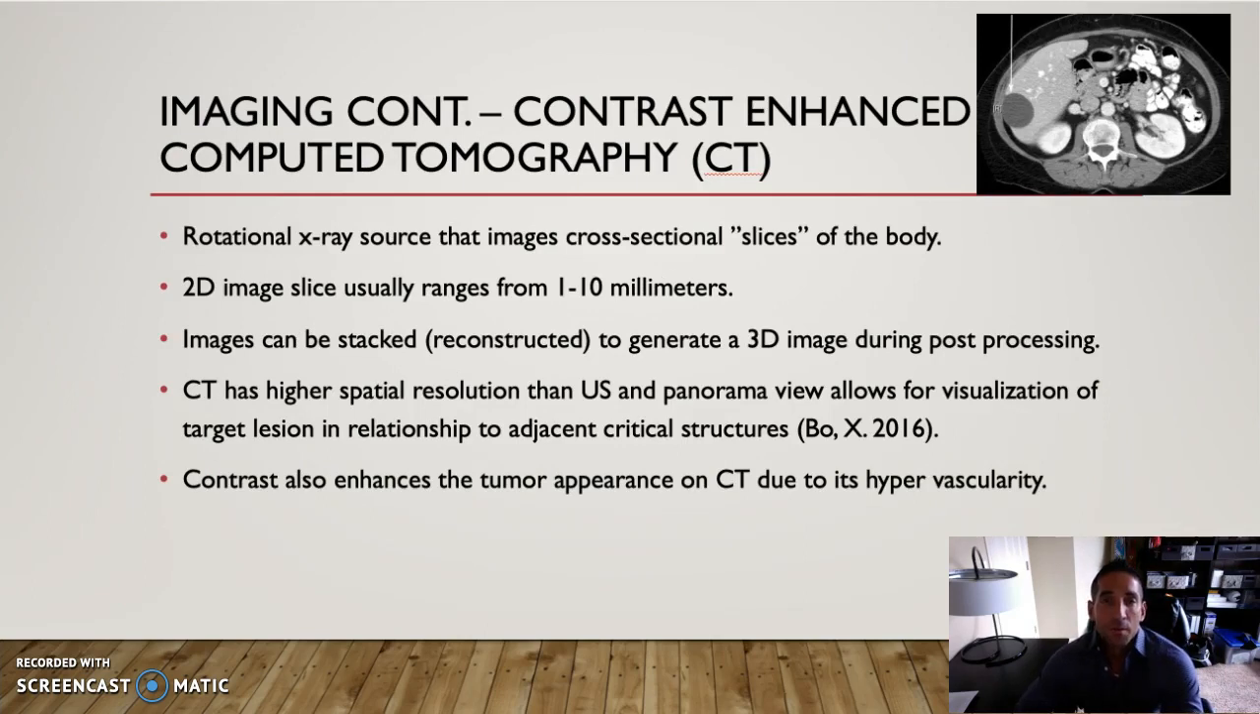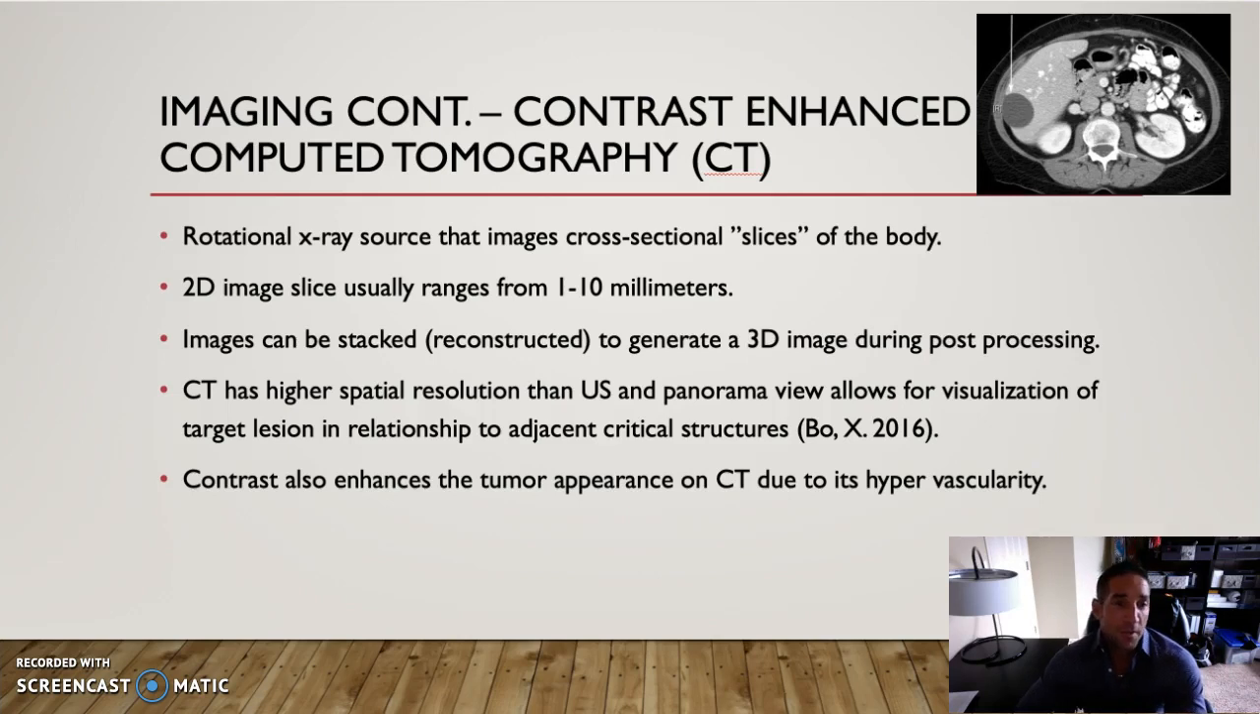This is the other preferred imaging modality for visualizing and treating hepatocellular carcinoma. CT is a rotational X-ray that images in cross-sectional slices of the body. It's a fast imaging X-ray form that usually cuts these slices through the patient in 1 to 10 millimeters, creating a 2D image. However, after the scan is done, there is software that allows the technologist to go in and stack those images, creating a reconstructed 3D version of the image during the post-processing of CT.